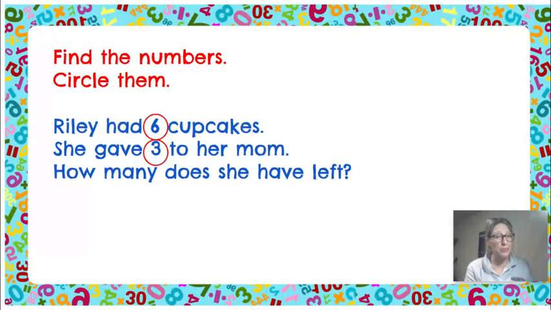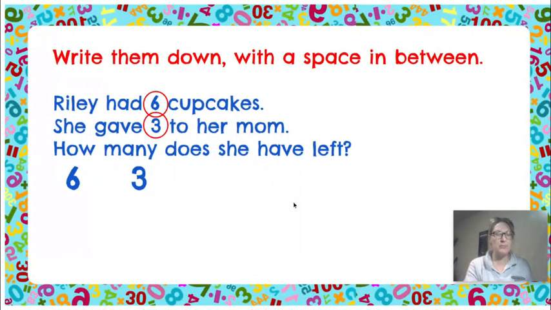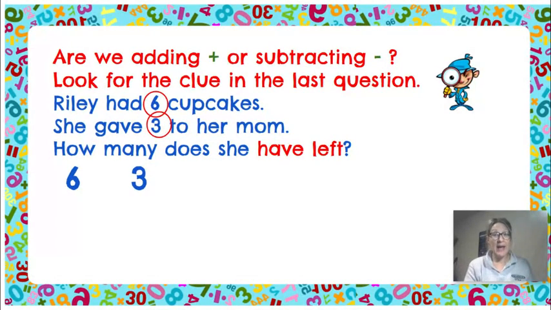Then she gave 3 to her mom. So we know that parts of our number story, for our number model, number sentence, are going to have a 6 and a 3. Are we adding them together? I don't know yet. We'll have to think about that. But write down the 6 and the 3. Now, are we adding or subtracting? Look for the clue in that last question.